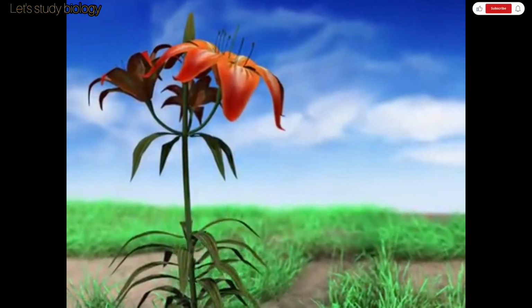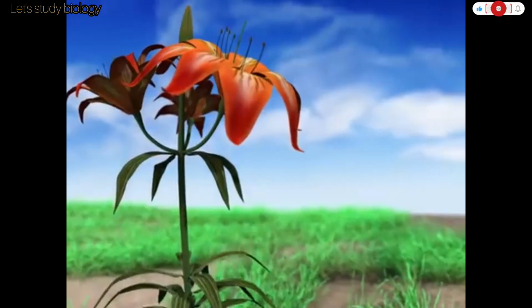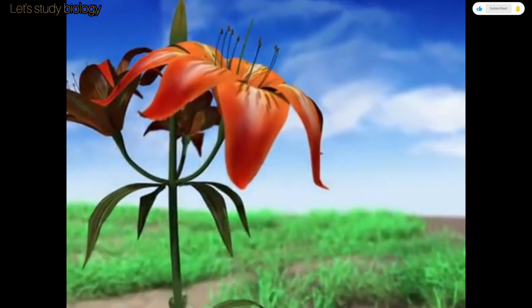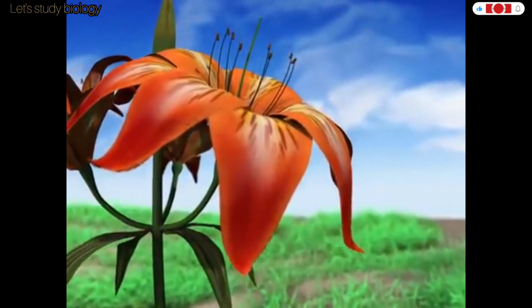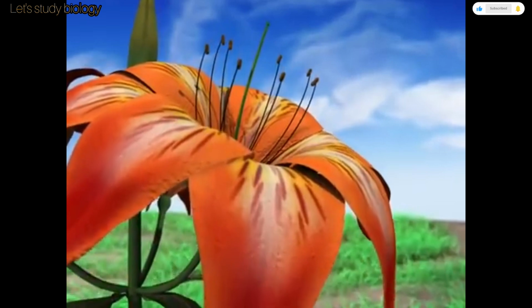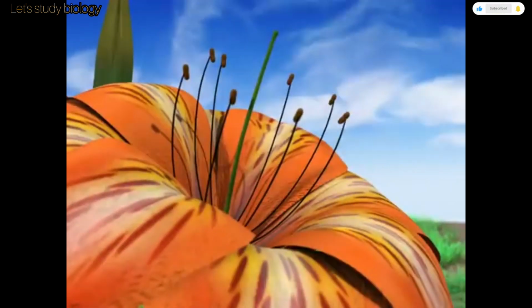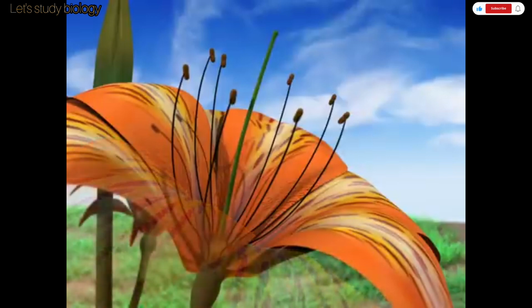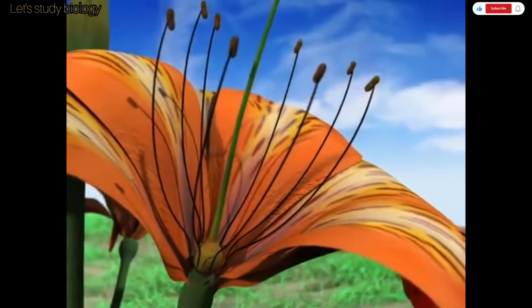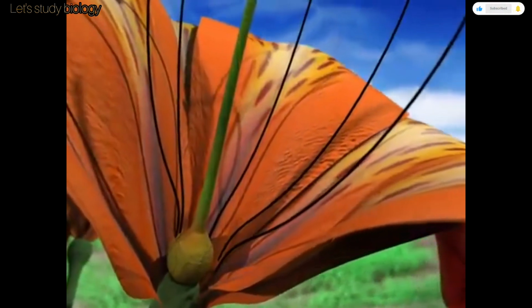Flowering plants undergo a unique reproductive process where there are two fertilization events. This double fertilization event occurs between the male reproductive organ, the male gametophyte, and the female reproductive organ, the female gametophyte. Before the fertilization event can occur, the ovule has to undergo some changes.